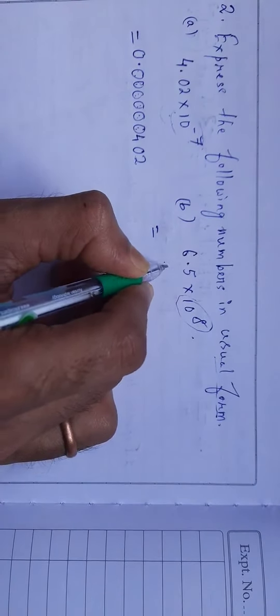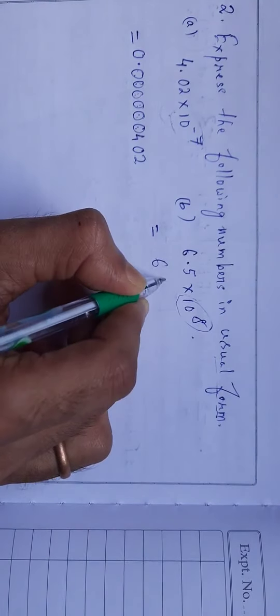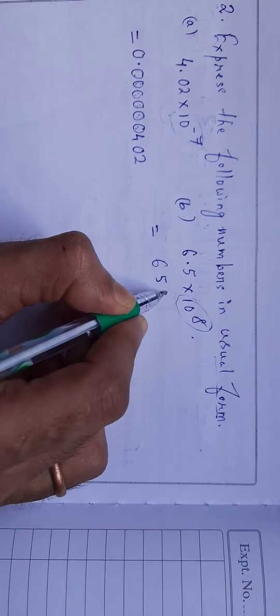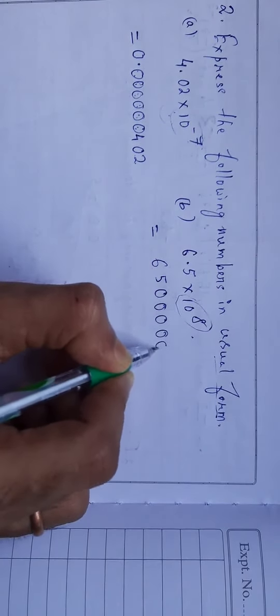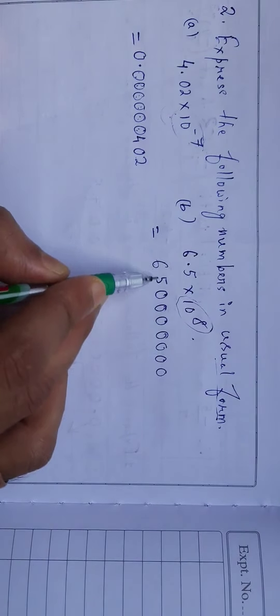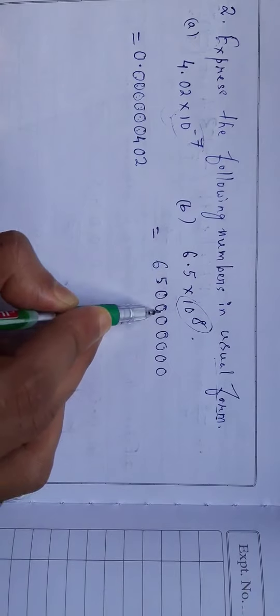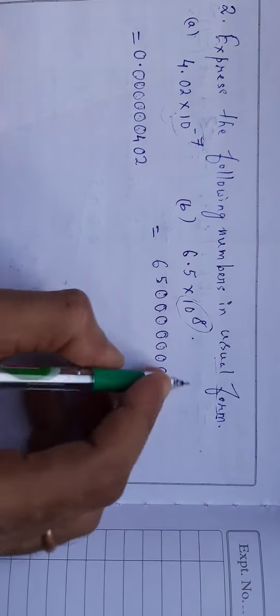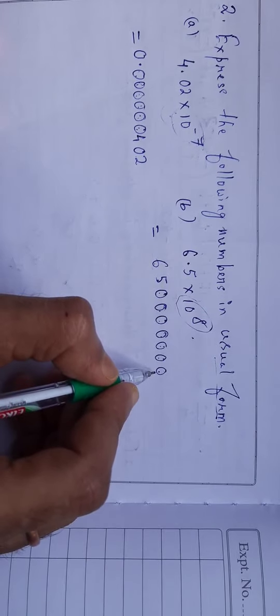Therefore it becomes 6, 5. One digit is already there, that means total 8, so I'll place 7 zeros. 1, 2, 3, 4, 5, 6, 7. So you can see it is 6, 1, 2, 3, 4, 5, 6, 7, 8. Total 8 digits. Right? So we have converted this also into the usual form.